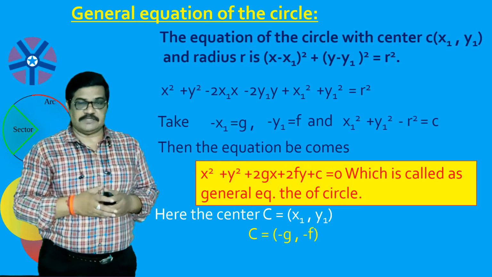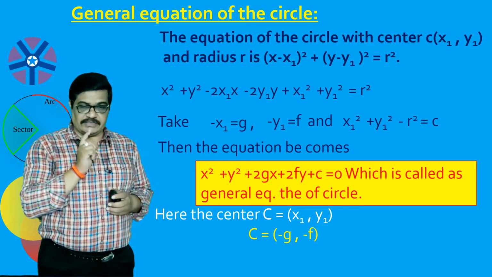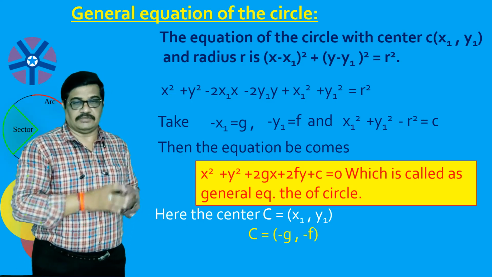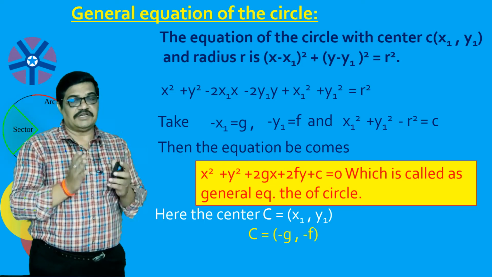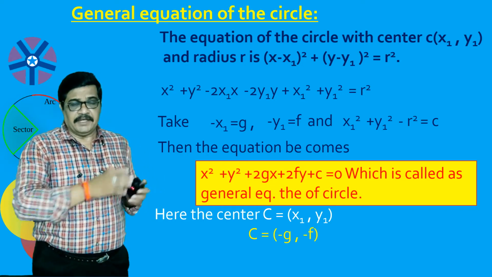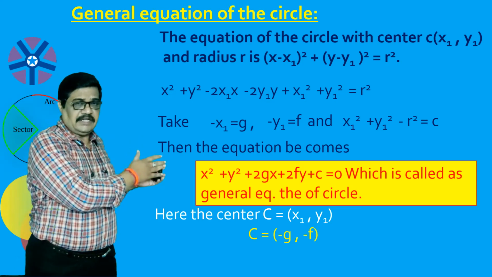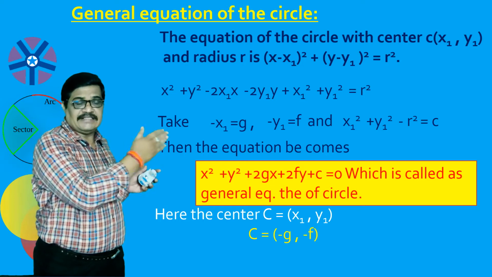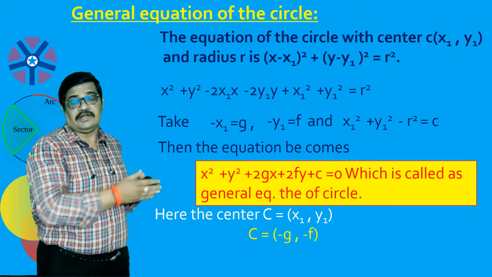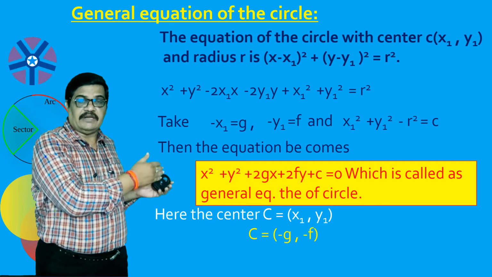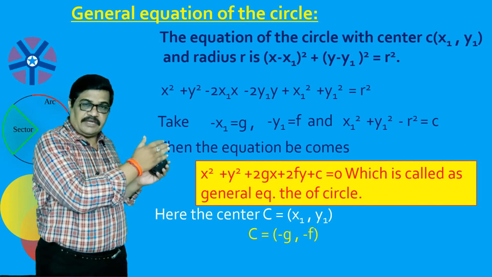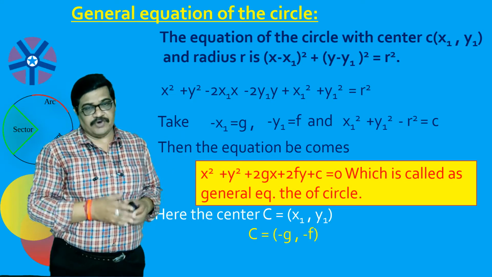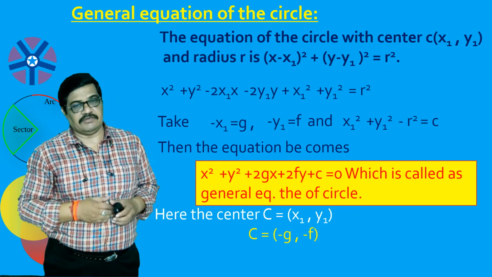What is the general equation of the circle form? x square plus y square plus 2gx plus 2fy plus c is equal to 0. This is called the general equation of the circle. Here the center we have taken already is x1, y1 and the radius is r. We have taken that circle and simplified, and then we have taken minus x1 is g, minus y1 is f, and x1 square plus y1 square minus r square is equal to c. From that we are getting this general equation.